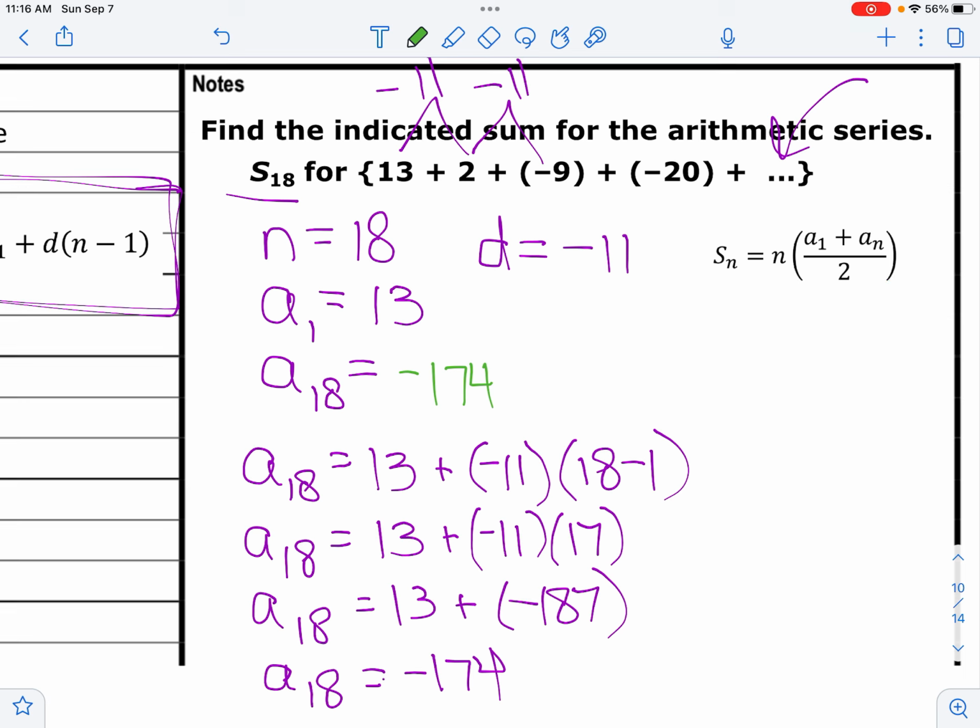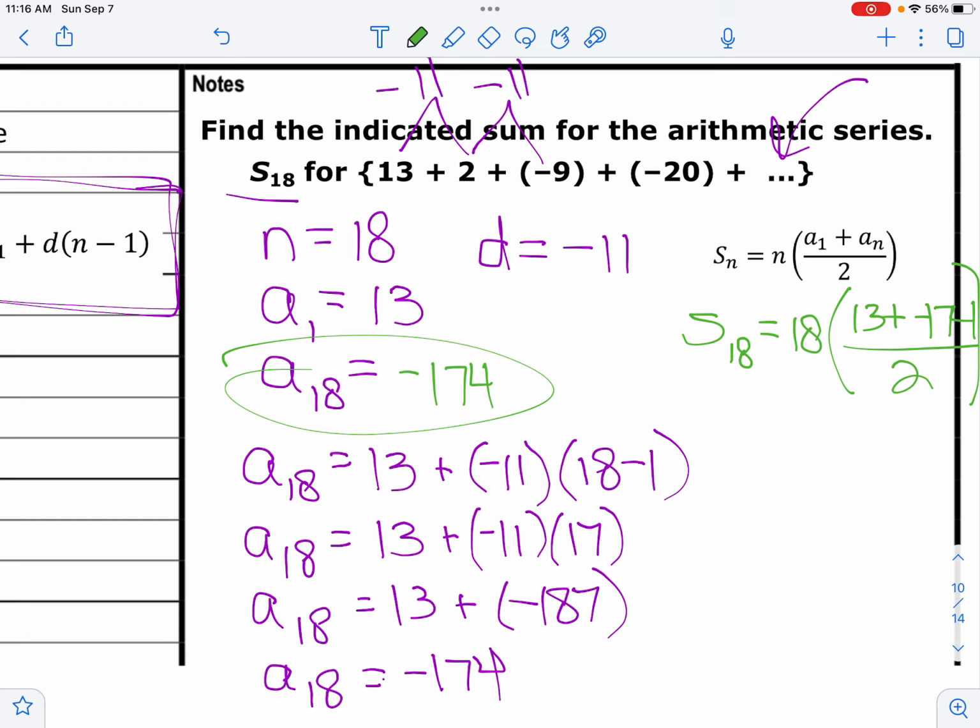Okay, so S sub 18 is equal to 18 times, let's see, a sub 1 is 13 plus a sub n, which n is 18, so this is going to go there, plus negative 174, all over 2. It's a little tight there. Let's clean that up. So when I do this, I want to do everything in the parentheses first.